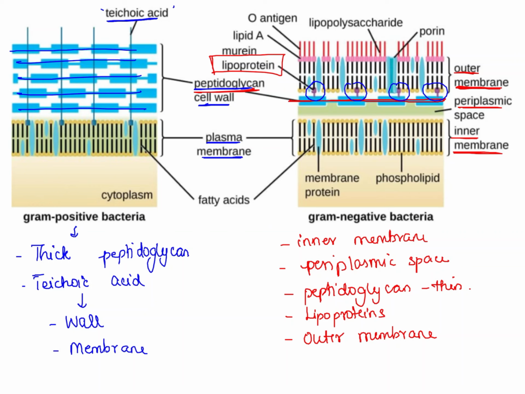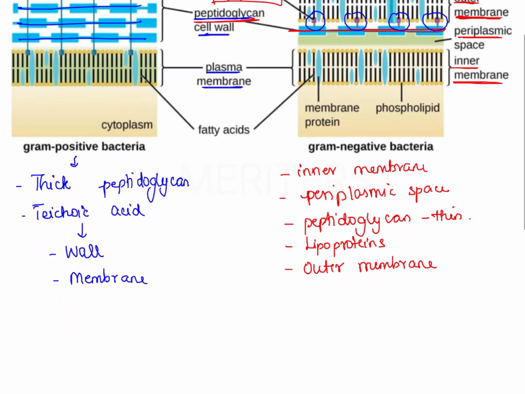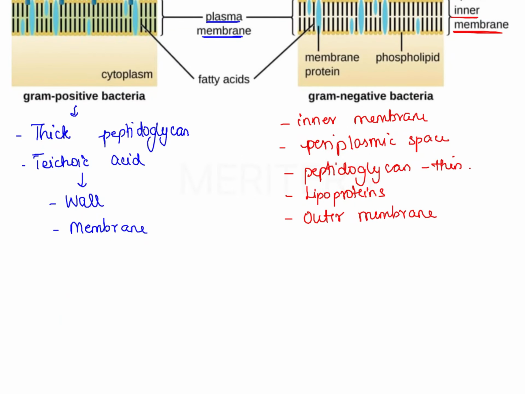And outer to the outer membrane, we can appreciate one important component, that is the lipopolysaccharide. We can find some extensions outer to the outer membrane, and they are nothing but the lipopolysaccharides. The most important component that forms the outermost layer of the gram-negative cell wall is the lipopolysaccharide. Lipopolysaccharides, as the name indicates, consist of lipid and polysaccharide units.